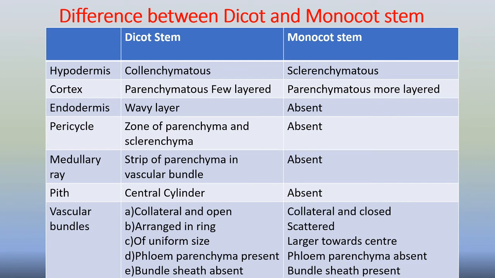In dicot stem, the vascular bundles are arranged in a single ring, while in monocot stem they are present in a scattered form. The vascular bundles in dicot stem are uniform in size, their size is the same throughout the ring, while in case of the monocot you have seen just now, the vascular bundles in the center are larger, while towards the periphery they are smaller in size.